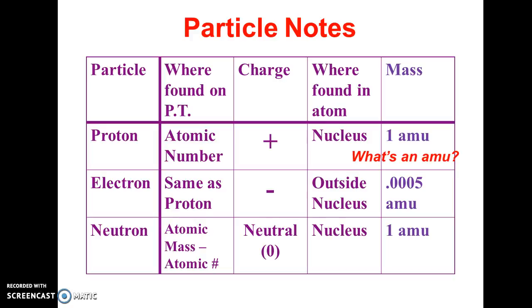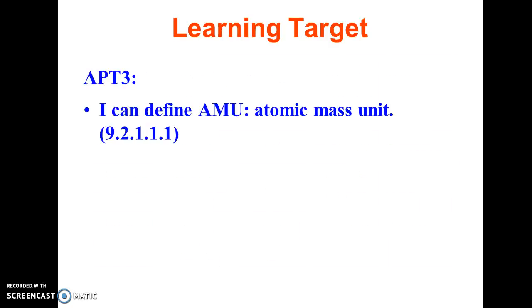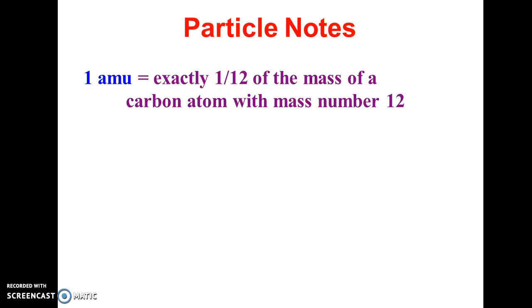And the question came up, well, what's an AMU? An AMU is an atomic mass unit. So learning target number 3 is to know that AMU stands for atomic mass unit. That's what it stands for, but that doesn't really tell us what it means. AMU is defined as exactly 1/12 of the mass of a carbon atom with a mass number of 12, which again doesn't mean a whole lot to us yet because we don't really know what a mass number of 12 means. So we need to explain what that means.